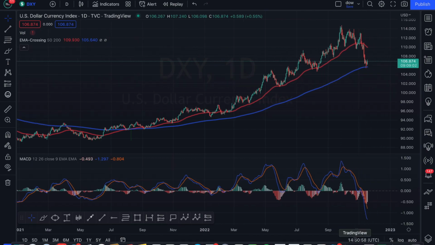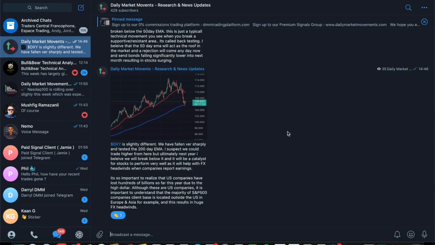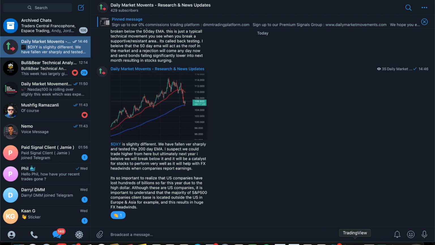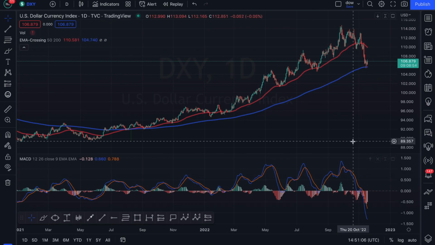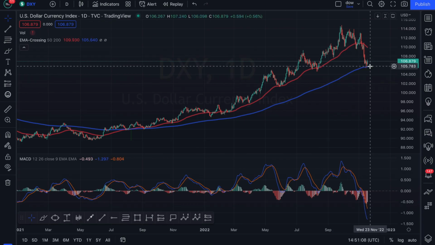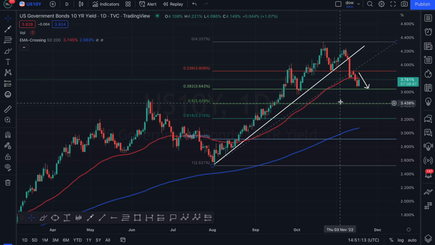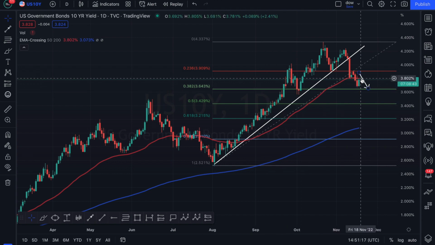If you follow my Telegram group chat, you would have heard me mention on Monday and Tuesday that this was exactly what I was anticipating this week. I was expecting a bounce off the 200-day in the dollar index, and I was also expecting some sort of a bounce off the 0.382 fib area here in the 10-year yield, and that would have caused some downside momentum over in the stock market. And that's exactly what we're seeing across the board.